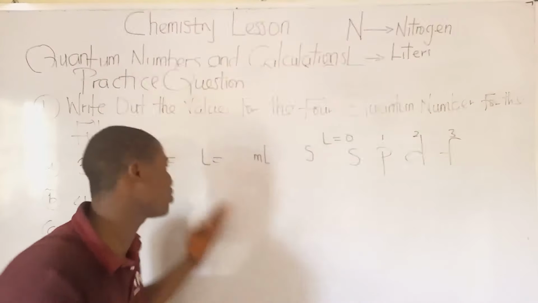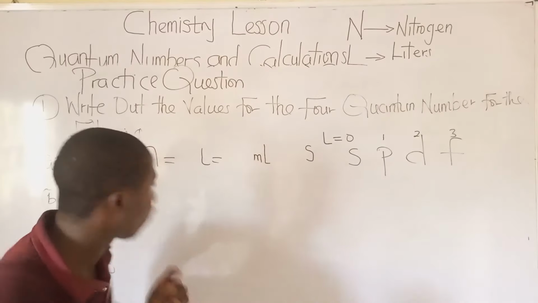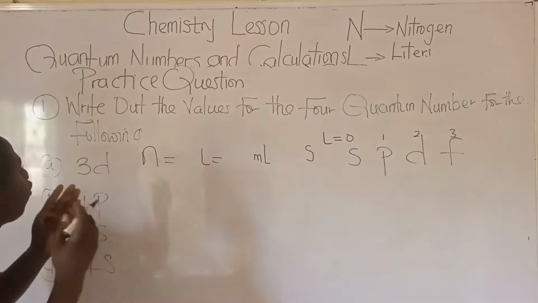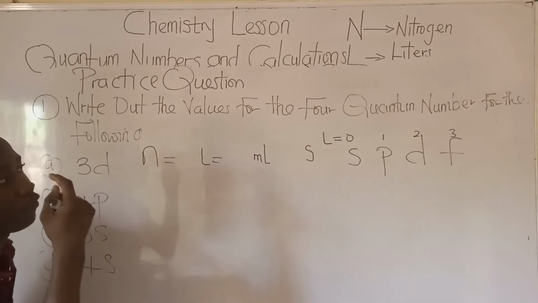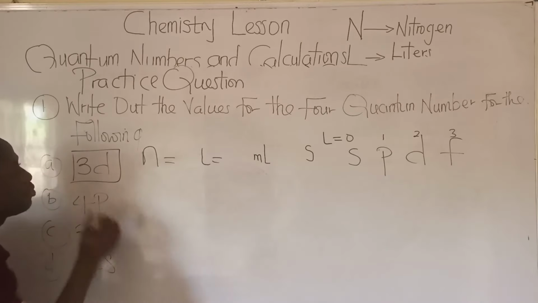So how do we solve questions on this aspect? So much very easy. Let's tackle the questions. Let's solve them one after the other. And to tackle question number one, that's A here. What does the question say? Write out the values for the four quantum numbers for the following. And this A, if A is 3D, what are we to do?